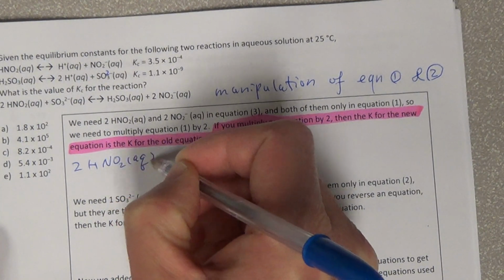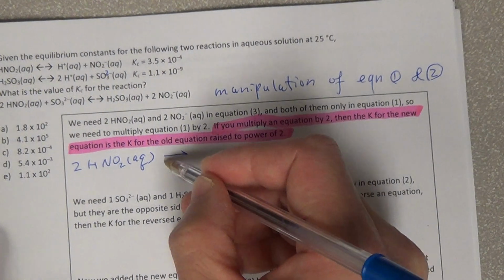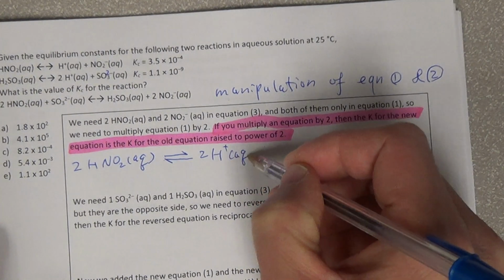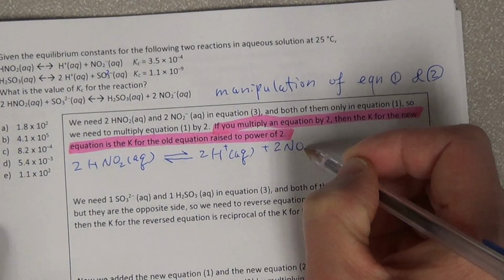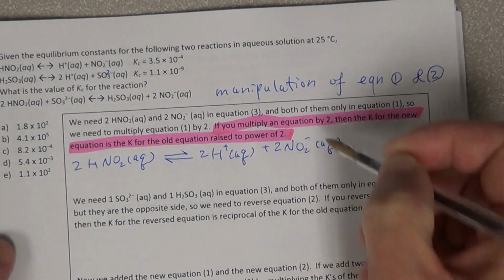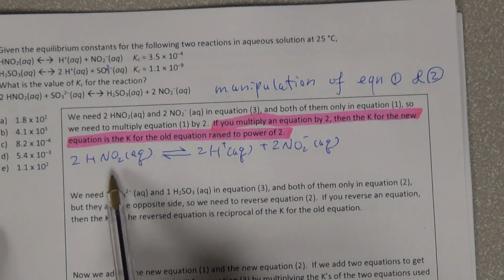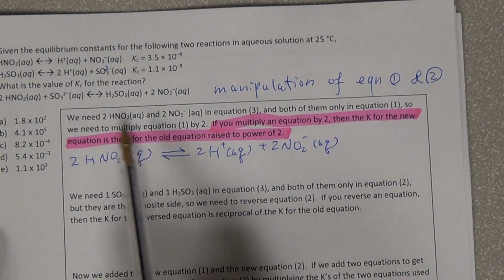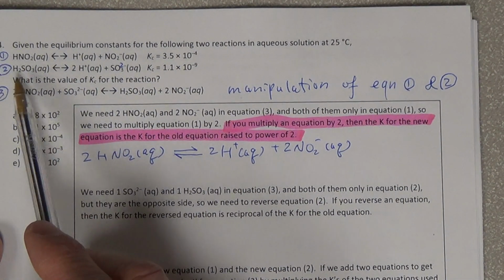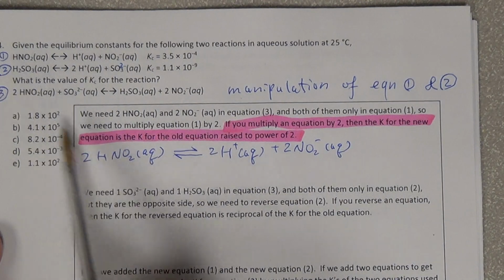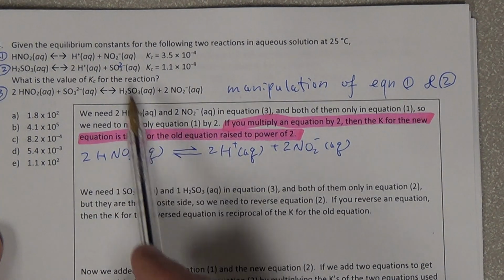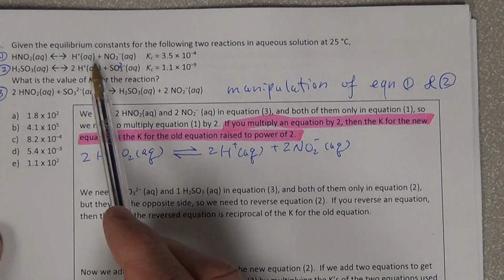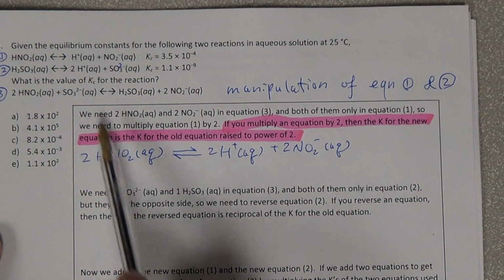So that means you will have 2HNO2 aqueous, in equilibrium with 2H plus aqueous plus 2NO2 negative aqueous. Okay, so this is the way we multiply an equation by 2. When you multiply an equation by 2, you multiply all the coefficients. So coefficient 1 becomes 2, coefficient 1 becomes 2, coefficient 1 becomes 2. So you still keep the reactant as a reactant, product as a product. You just multiply the coefficients.